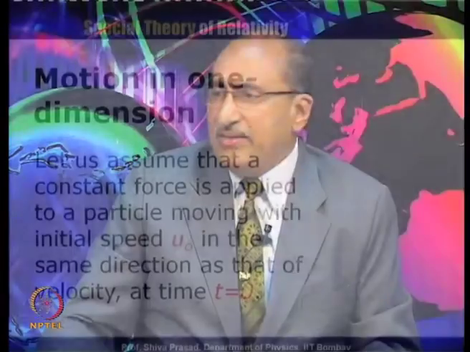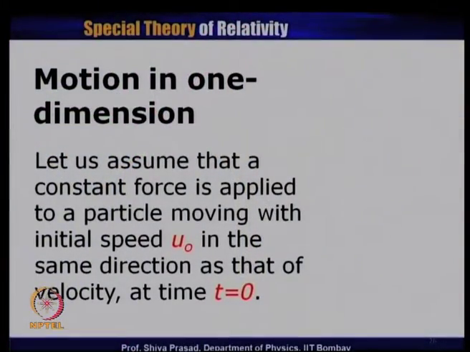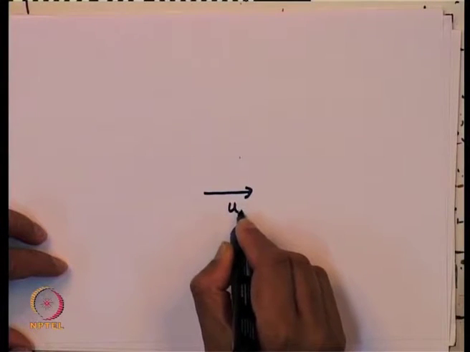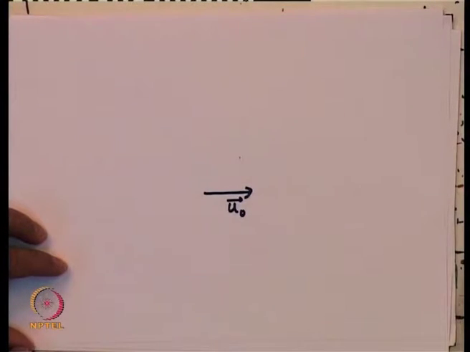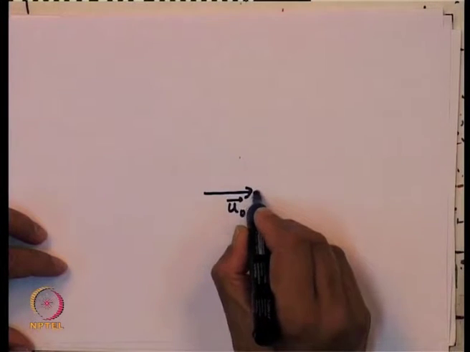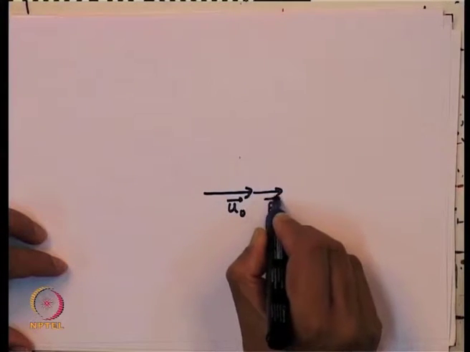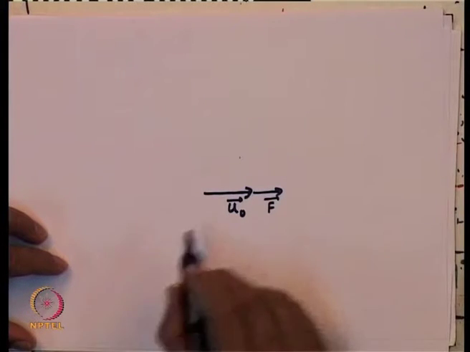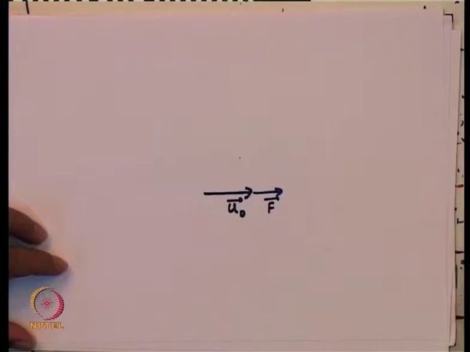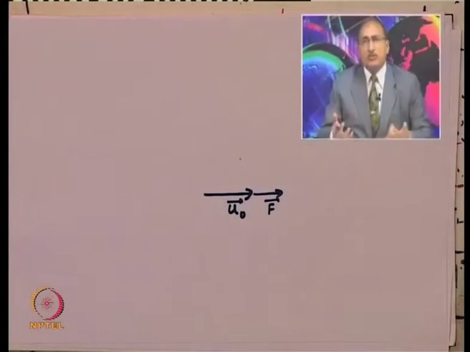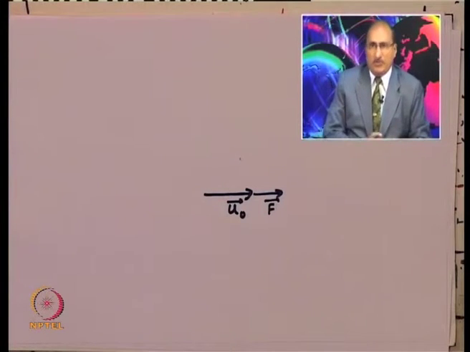So, let us assume that a constant force is applied to a particle which is moving initially with a speed of u naught in the same direction as that of velocity. Okay, this is exactly the case which we had just now said, that the particle is moving in this particular direction with a velocity u naught. Then at time t is equal to 0, I apply a force F which is also in the same direction. So, whatever changes in the motion occur, occur in the same direction. So, everything is in the same direction. Now, my question is, once I have applied force for a given time, what happens to its velocity?